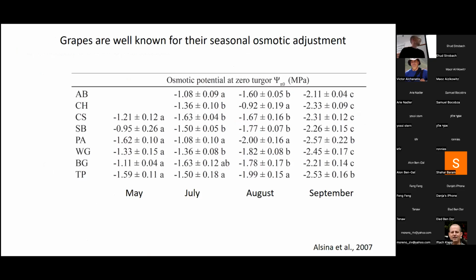This is from Maria Mar Alcina. This is 8 different grapevine varieties. And she measured their osmotic potential at zero turgor. It's basically when they lose turgor in May, in July, in August, and in September. And you can see that in May, it's at about minus 1.2 megapascal. And in July, it's minus 1.5 on average. In August, it's more than that. And in September, it's more negative than minus 2.